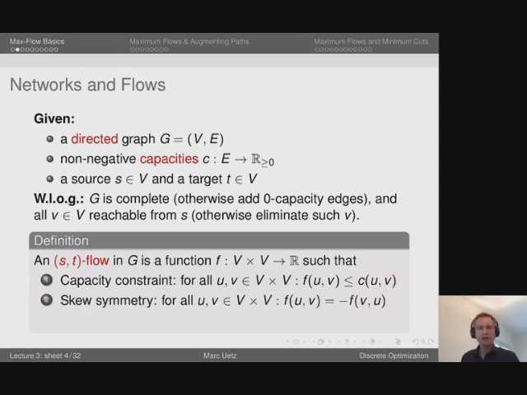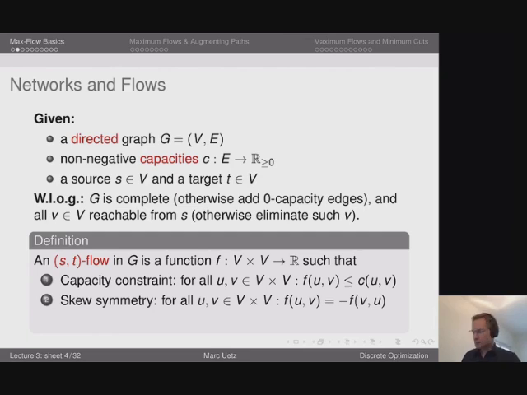Then we have a definition here of skew symmetry, and I will explain that in a minute. So skew symmetry just means that the flow from U to V, from vertex U to vertex V, is just the same as minus the flow from V to U. This definition is simply convenient, and it actually refers to the fact that we are interested in the net flow from U to V, and I will explain that on an example in a second.